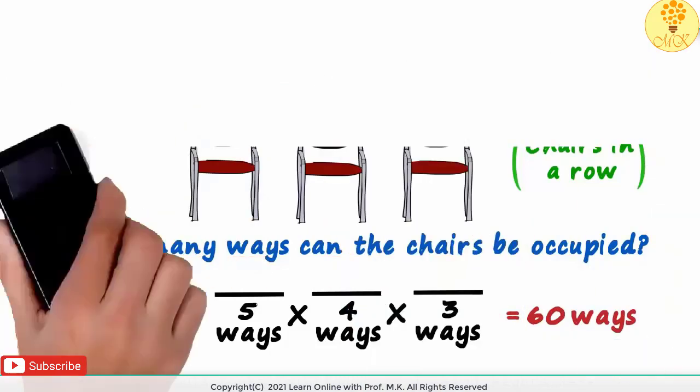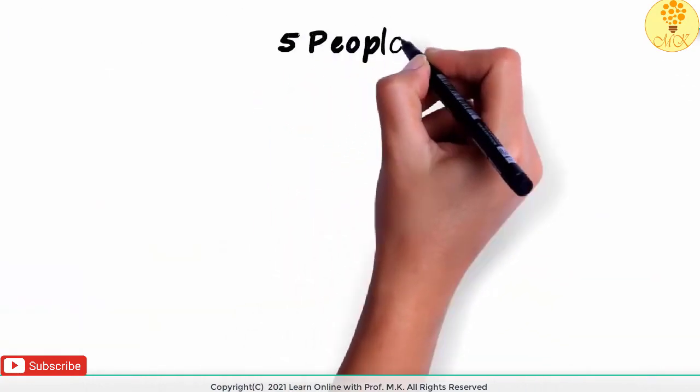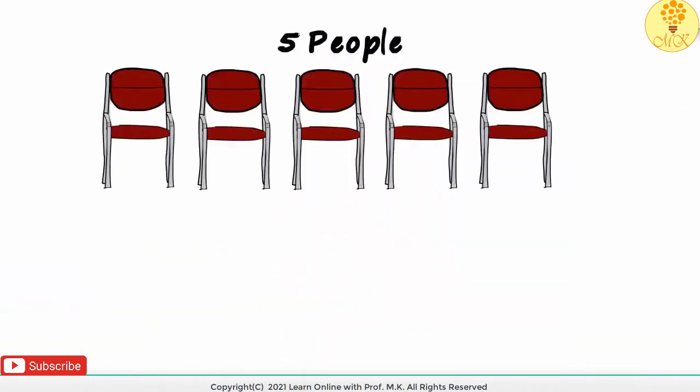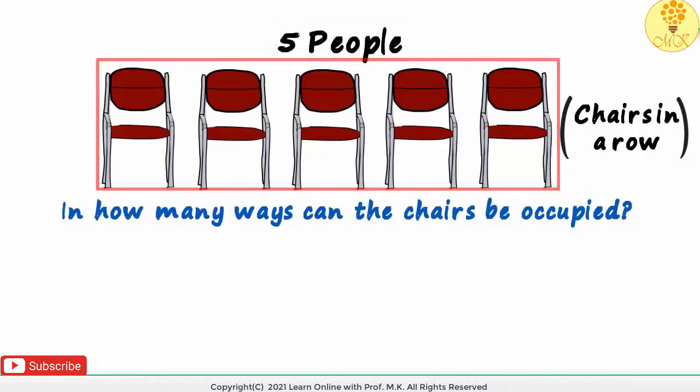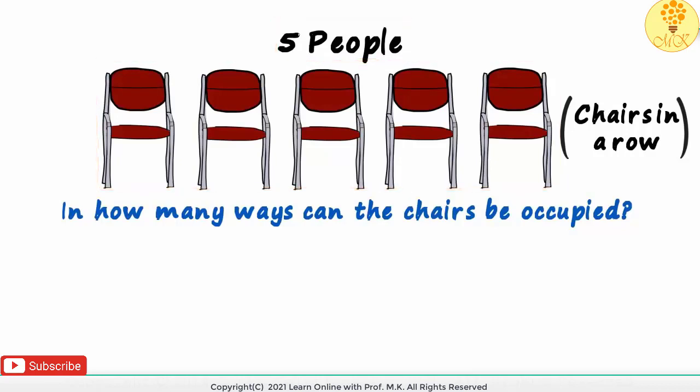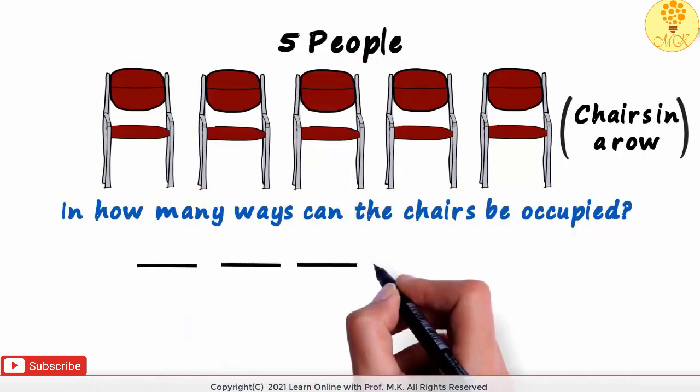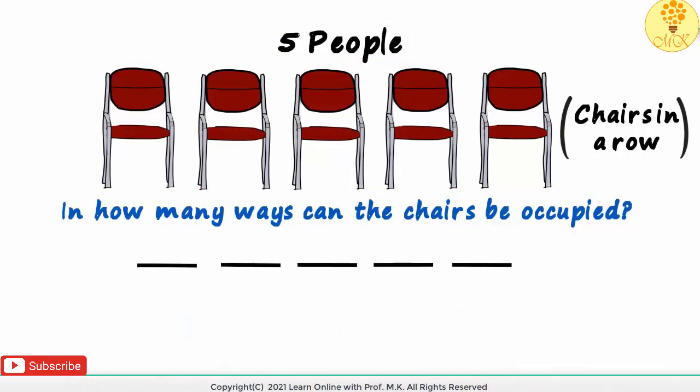Let me modify the question a bit. This time, we have 5 people and we have been provided with 5 chairs. Again, the chairs are in a row. In how many ways can the chairs be occupied? What does this mean? In simple words, the question is asking us for all possible arrangements of 5 people on these 5 chairs. Again, let's take these 5 chairs as 5 slots. And using our usual technique, let's go slot by slot.